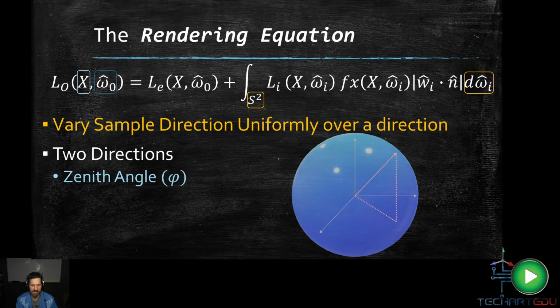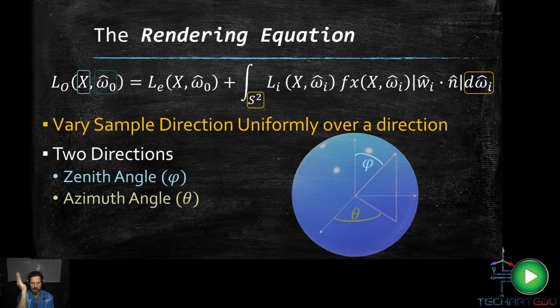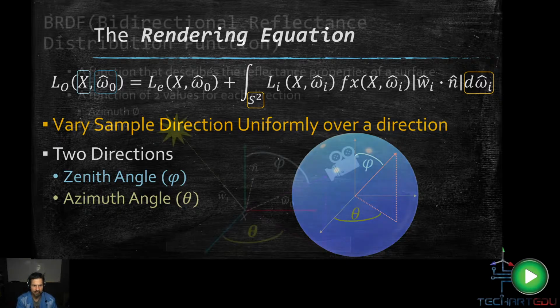One is the zenith angle, which is the angle that goes up and down. And then the azimuth angle is the angle that pivots around there. So this is two dimensions creating this huge wide sweeping pan. This is why it's S squared, because it's two dimensions. And this is the overall directions of where the lights are coming from.